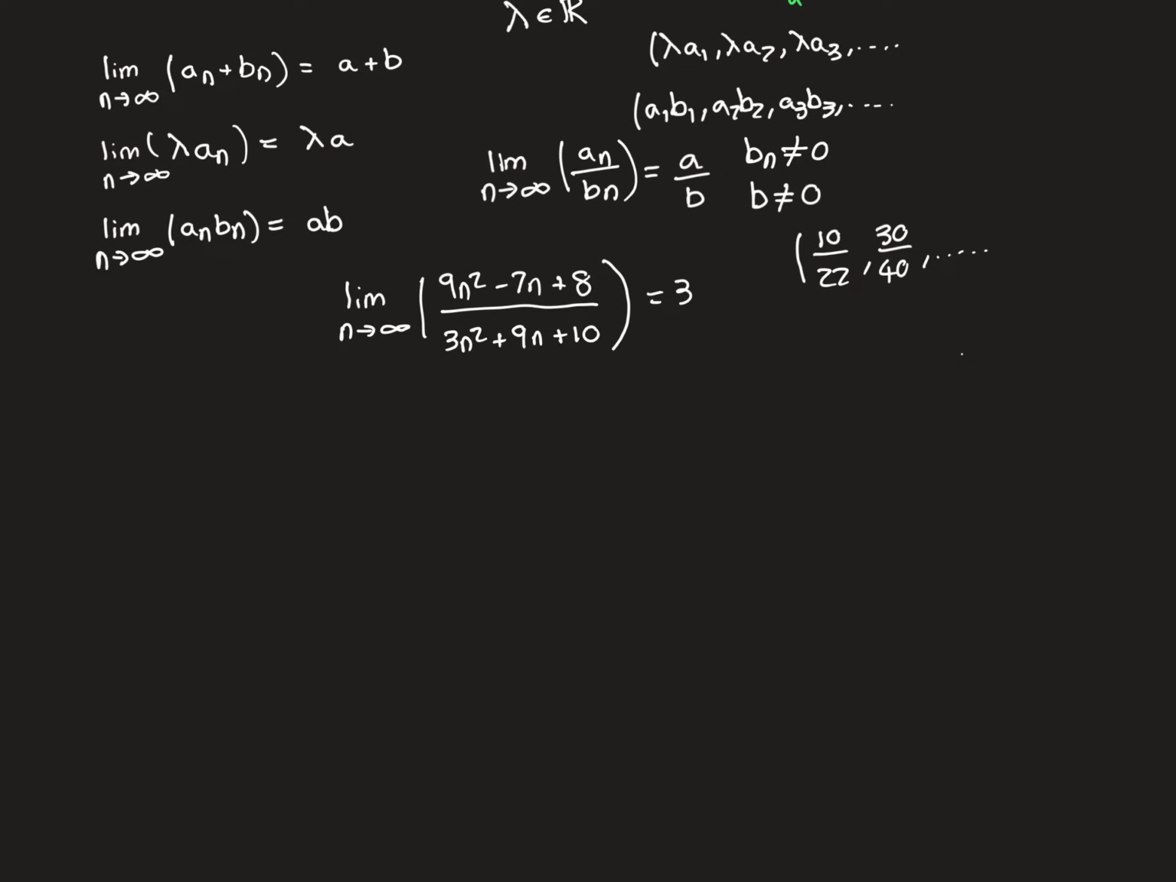Well, firstly, there's a trick. And the trick is that we're going to multiply both top and bottom by 1 over n squared. So we're going to rewrite this. Limit as n approaches infinity of, and then I'll just go straight into it. So we'll divide through by n squared top and bottom.